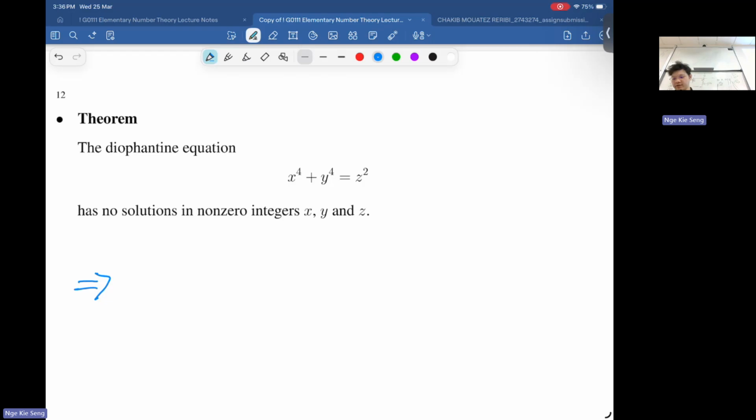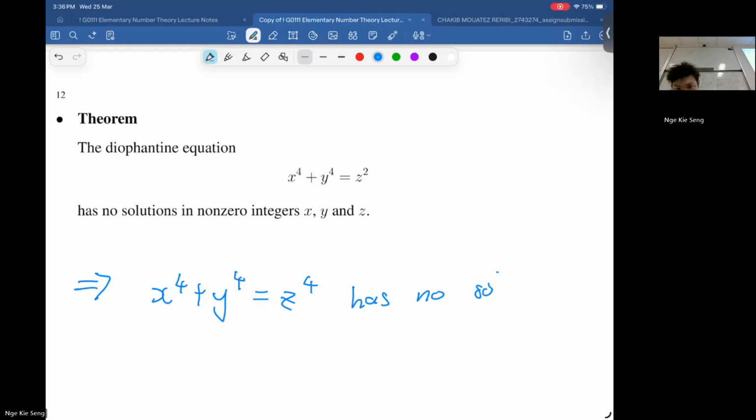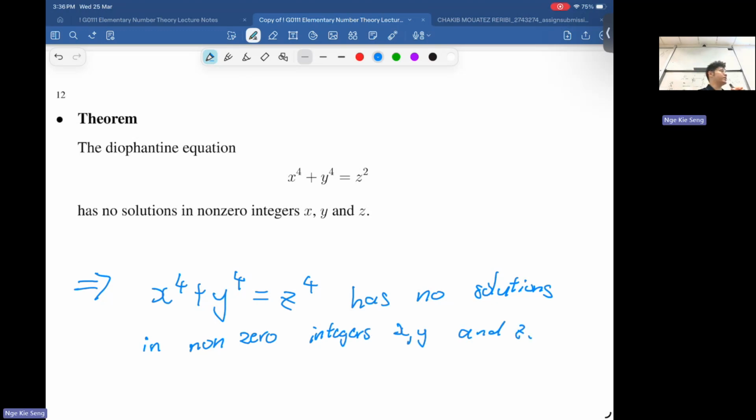If I know x^4 + y^4 = z^2 has no solution, can you infer that x^4 + y^4 = z^4 has no solution as well? How are you thinking about this? Okay, so meaning you want to write this in the form that you already know there's no solution.